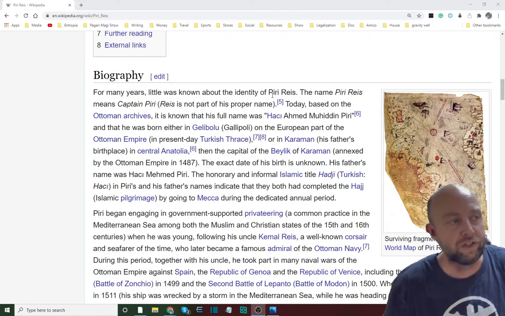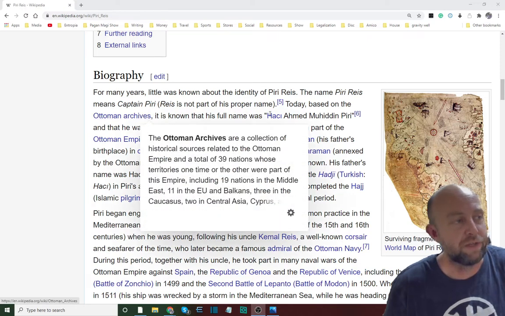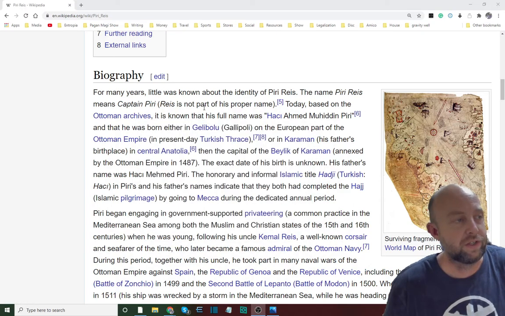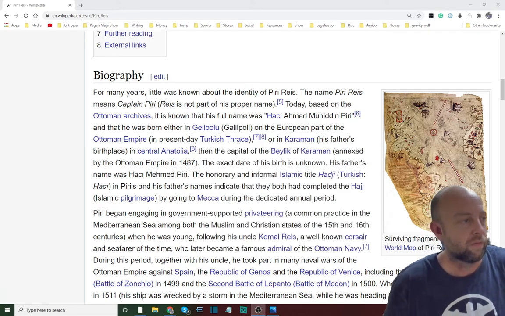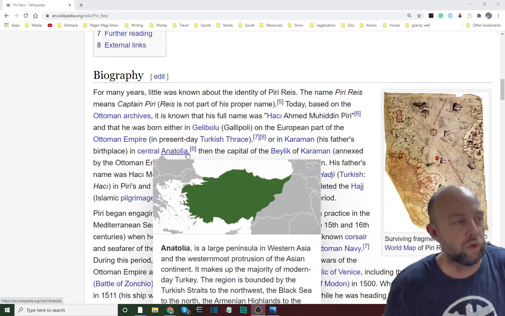Alright, for many years little was known about Piri Reis, but the term Piri Reis actually means Captain Piri, and Reis is not part of his proper name. Today, based on the Ottoman archives, it is not known what his full name was, or that he was born either in Gallipoli or another European part of the Ottoman Empire in present-day Turkish Thrace. His father's birthplace was central Anatolia.